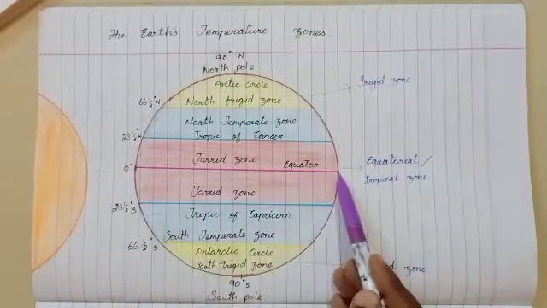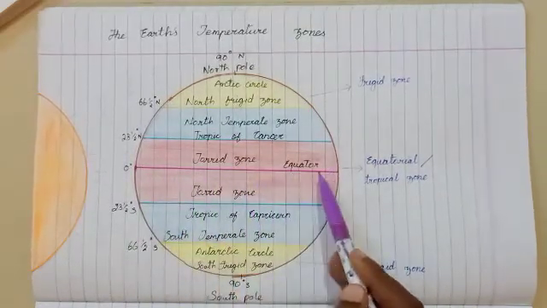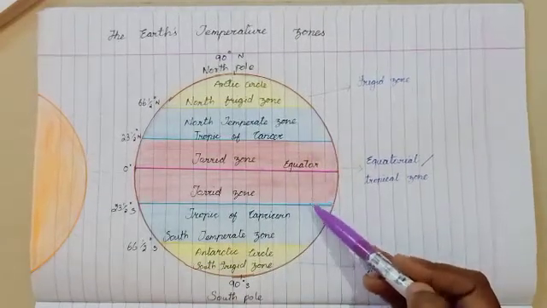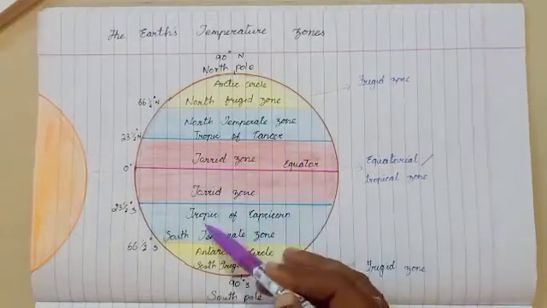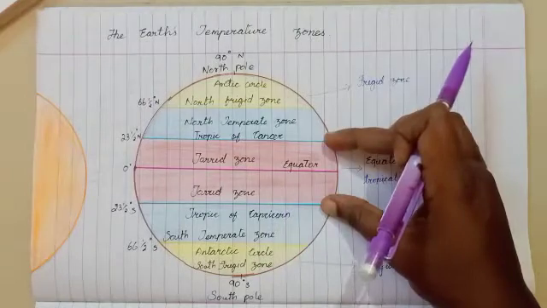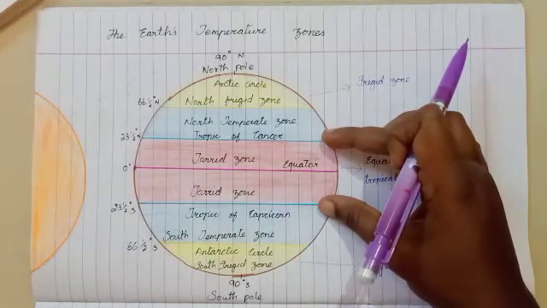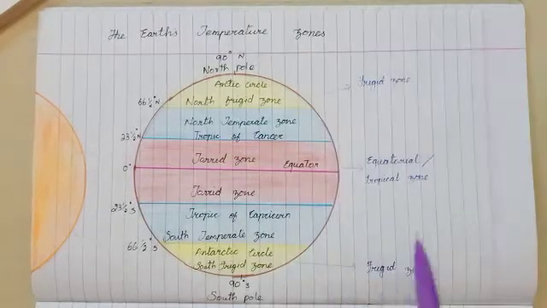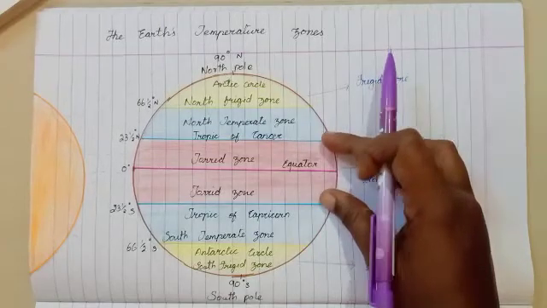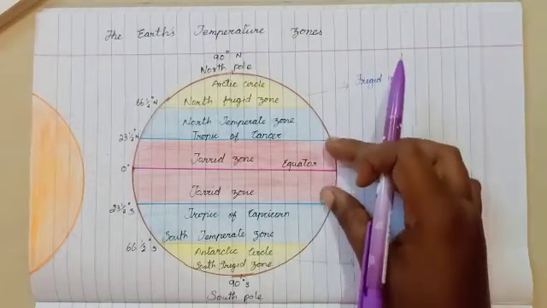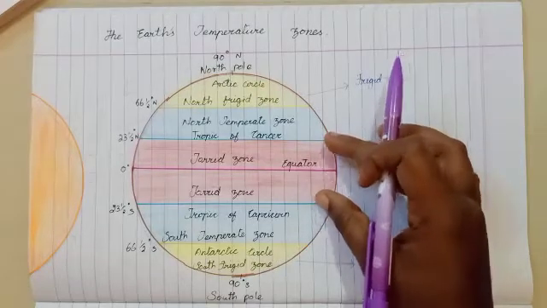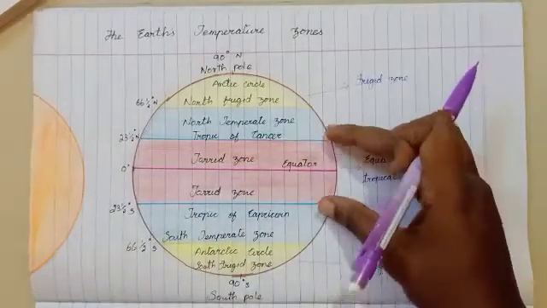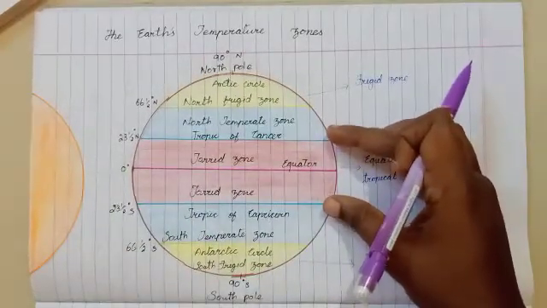We know that the center line is called the equator, right? Up to the equator and down to the equator, meaning up to the Tropic of Cancer and Tropic of Capricorn, this area is called the torrid zone. The word torrid means very hot. We know already the equator line will have a very hot climate, as it is receiving the direct sunlight from the sun. So the torrid zone has a very hot climate.